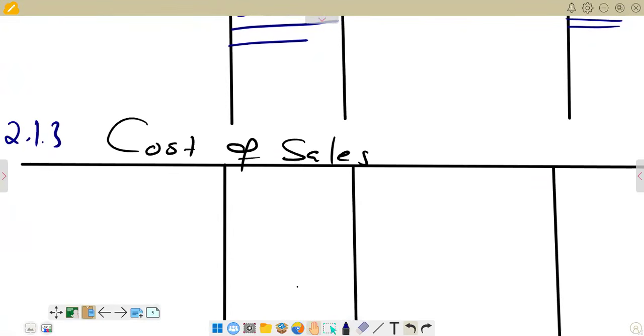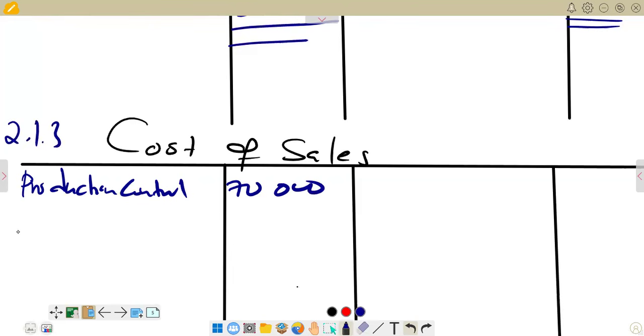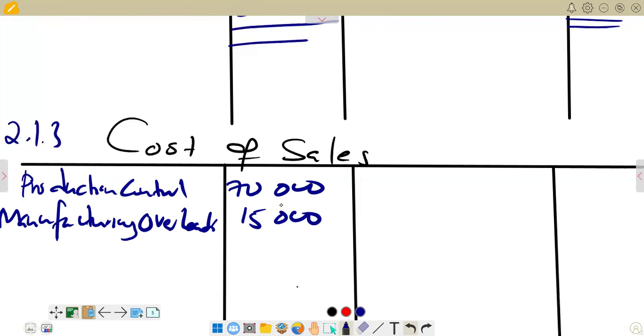So in the cost of sales account, on the debit side, we've got finished goods that are coming from the production control. So we can just say production control, and it's 70,000. Then we also have the 15,000 from the manufacturing overheads. And then the balance, these are all the entries that we have in the cost of sales. The balance we are transferring to the trading account.